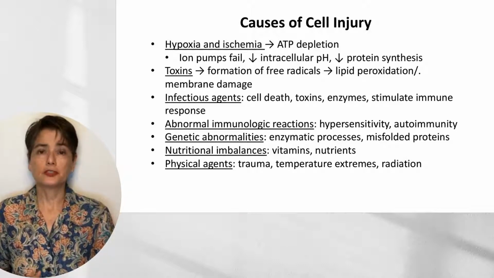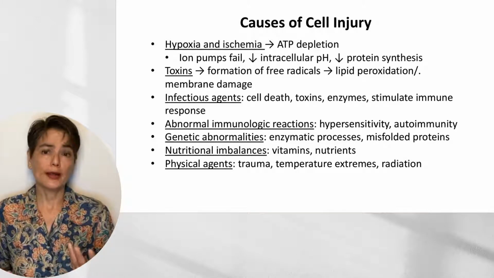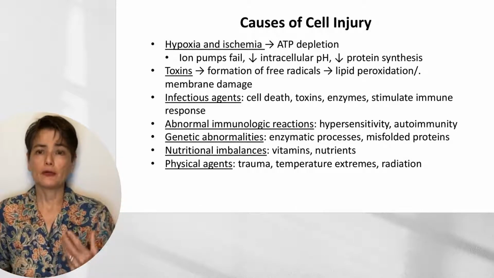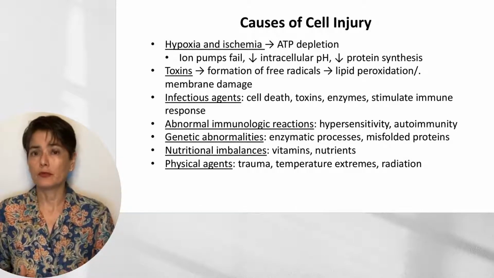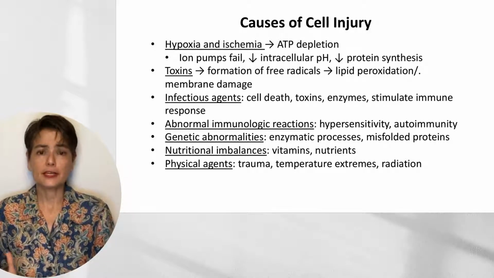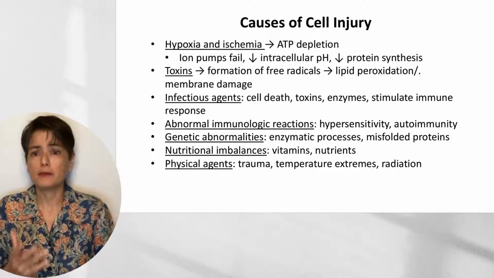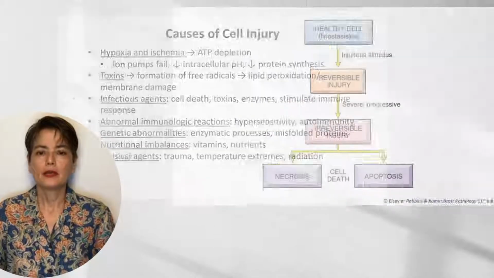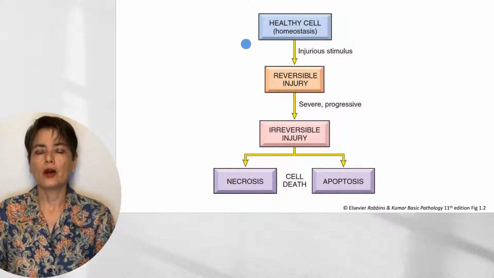Nutritional imbalances, so either insufficient nutrients or excess nutrients can cause cell injury. Vitamins, for example, if you have deficient vitamin B12 or folate, this can lead to megaloblastic anemia. And then physical agents, very simple: trauma, temperature extremes, radiation. These can cause direct cell injury. So this is an overview of what we're talking about in this chapter of Robbins.